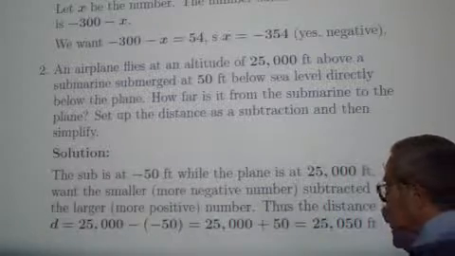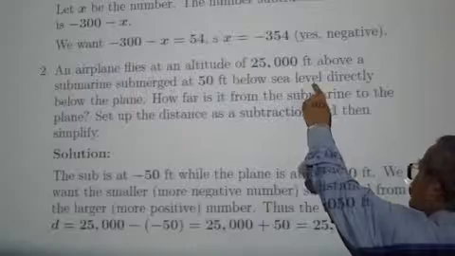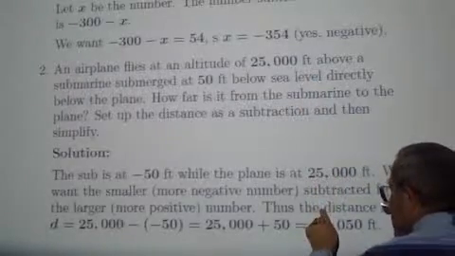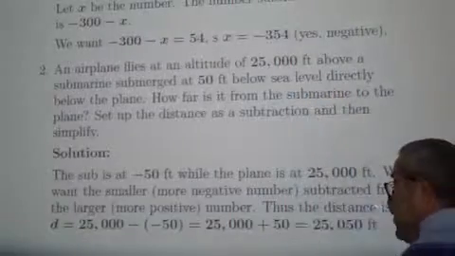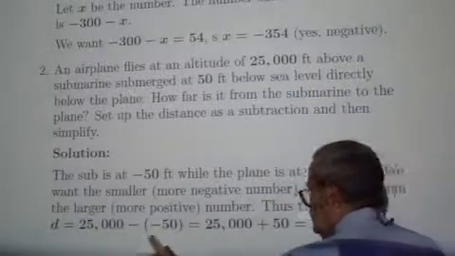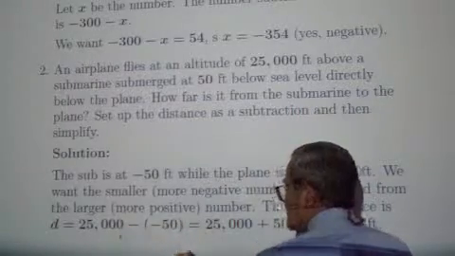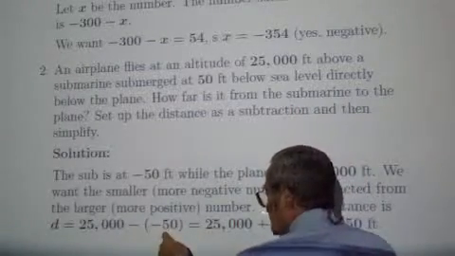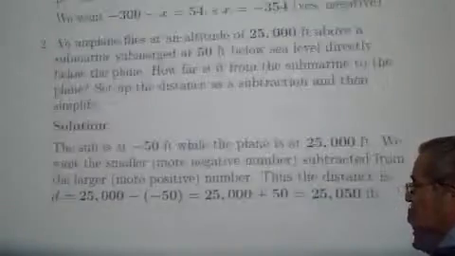Okay? If you want to reason it out, you're at 0 here. You go 25,000 this way, you go 50 that way, so from here to here is 50 plus another 25,000. But it's large number minus small number. If the small number is negative, your final answer is more than 25,000.